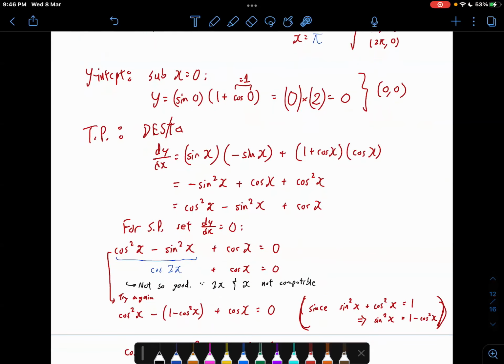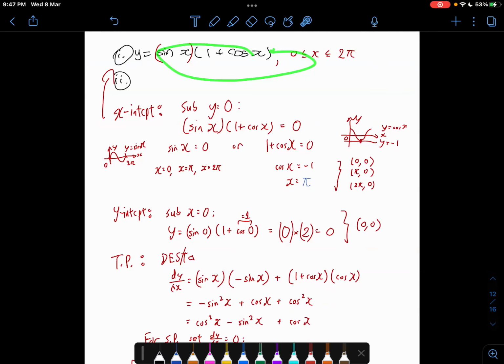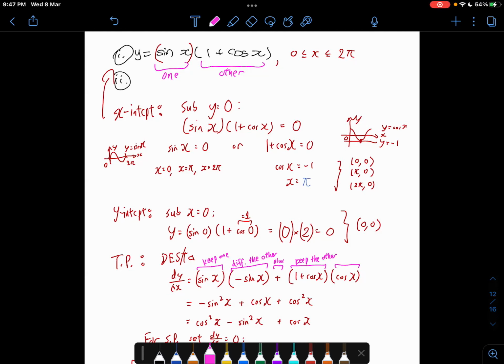What happens is, we have sin x times 1 plus cos x. I realize it's a product, right? Product, then use the product rule. So how do I do it? Let me just label this as one and other. This one is keep one. This one is differentiate the other. This is plus. This one is keep the other, 1 plus cos x. This part is differentiate one. Make sense?